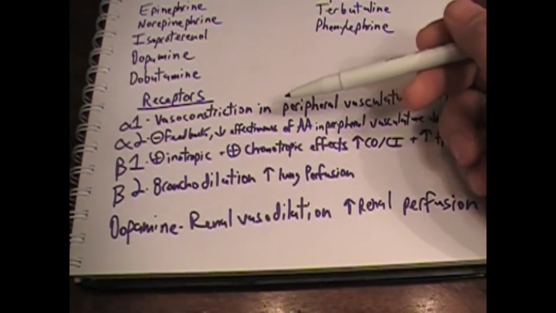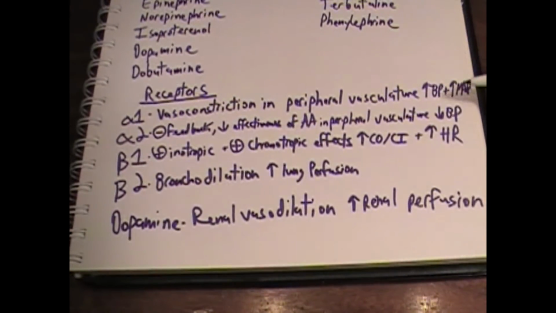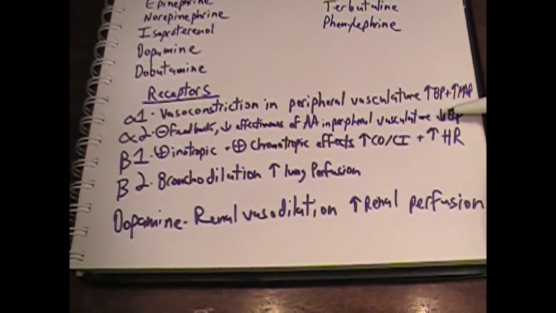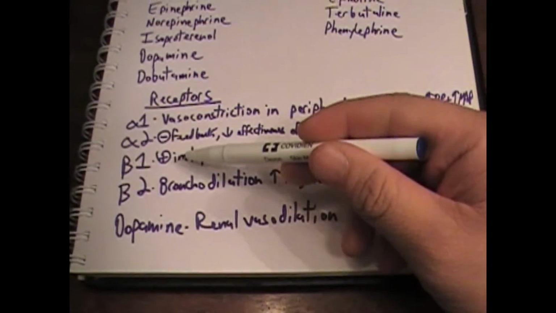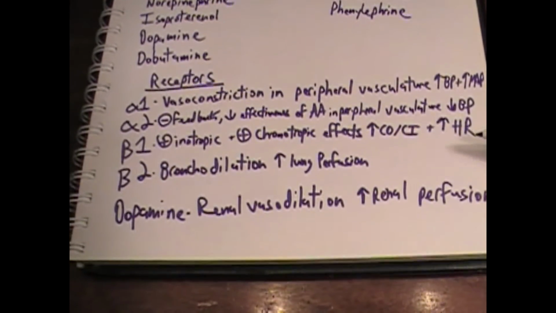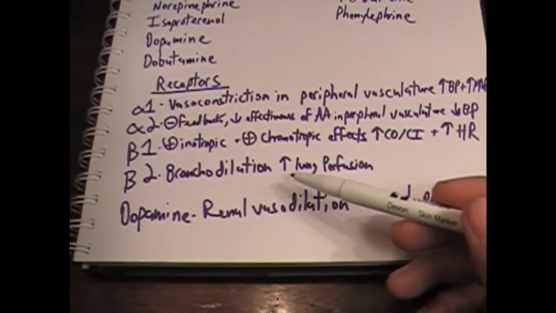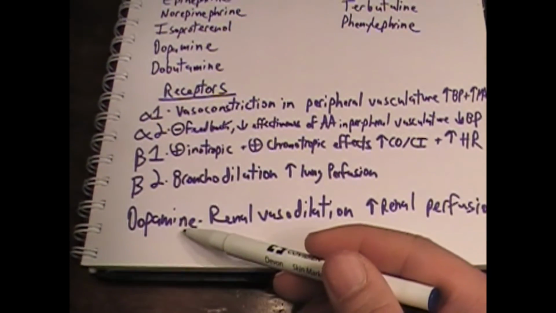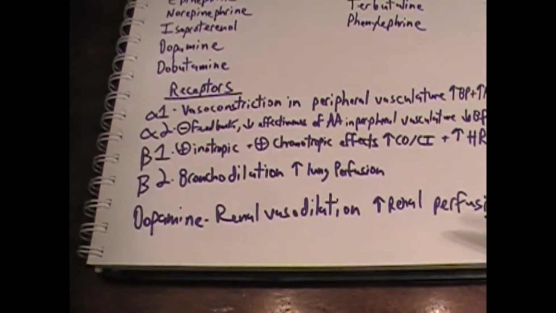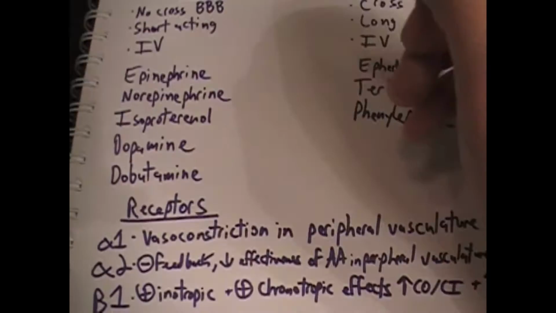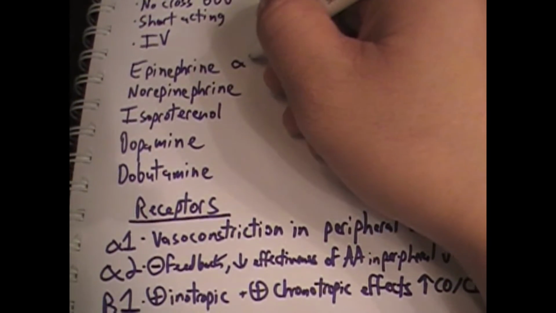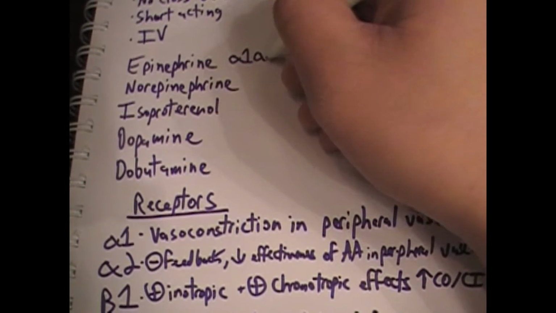So once again, alpha 1 will cause a vasoconstriction in the peripheral vasculature. Alpha 2, negative feedback, so it decreases the effectiveness of AA receptors in the periphery. Beta 1, positive inotropic and positive chronotropic effects. Beta 2 is bronchodilation. And dopamine will cause renal vasodilation and increase renal perfusion. So now we're going to break down which receptors are agonized by each of the medications above.